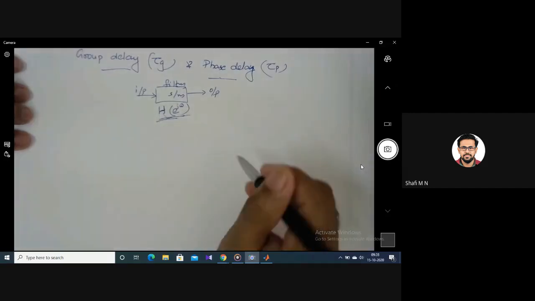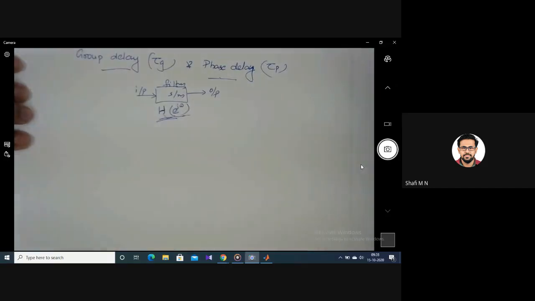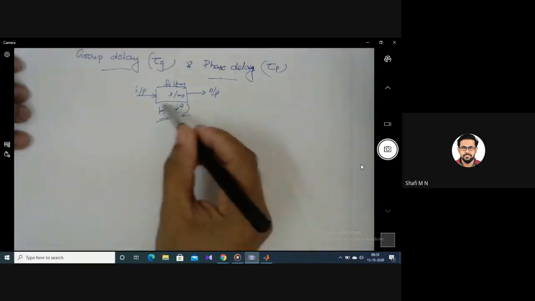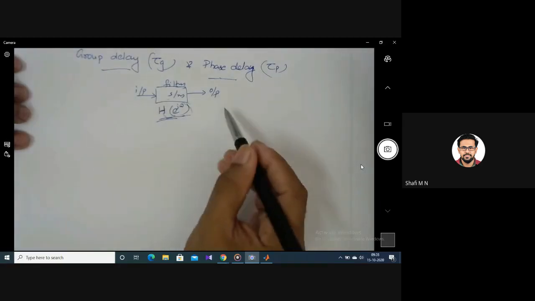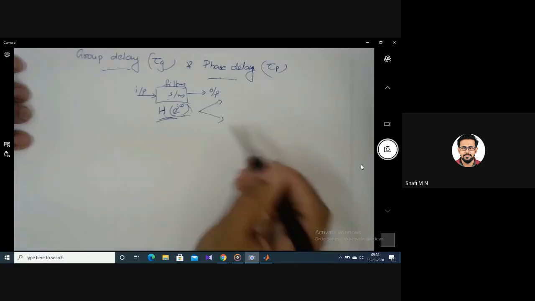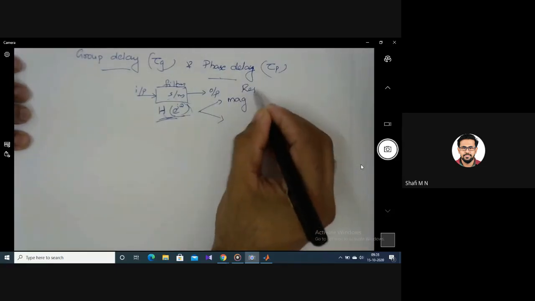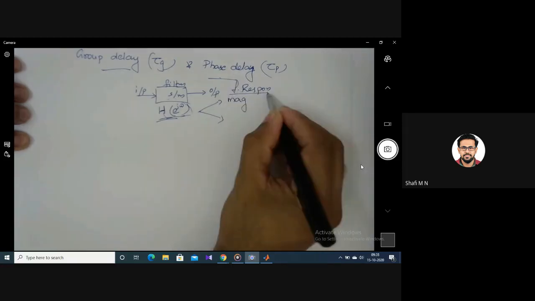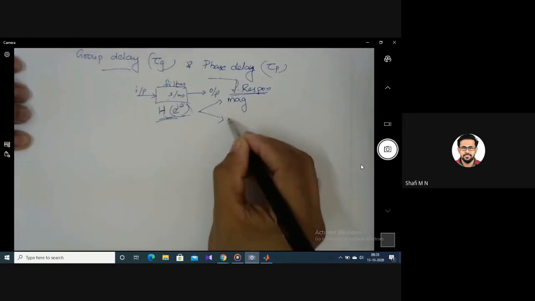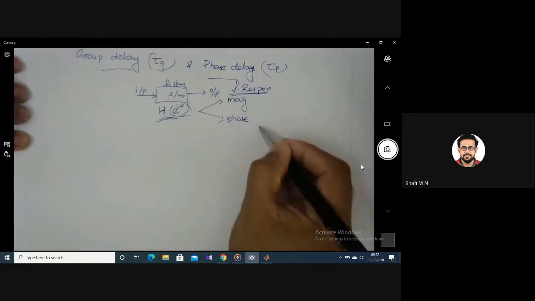You to plot the frequency response for this particular system. Please focus. I am asking you to plot the frequency response for this particular system, H of e power j omega. So what all things will you draw? You will draw the magnitude plot. Frequency response implies that it consists of two plots. One is the magnitude plot and the other is the phase plot, right?